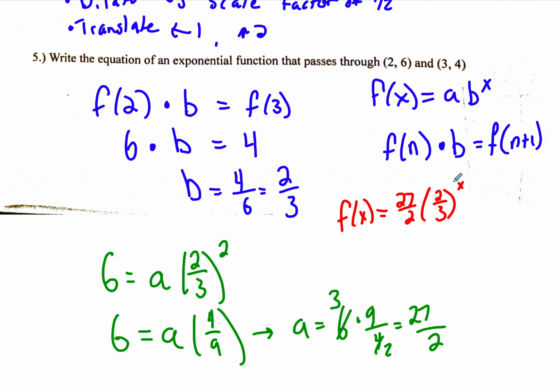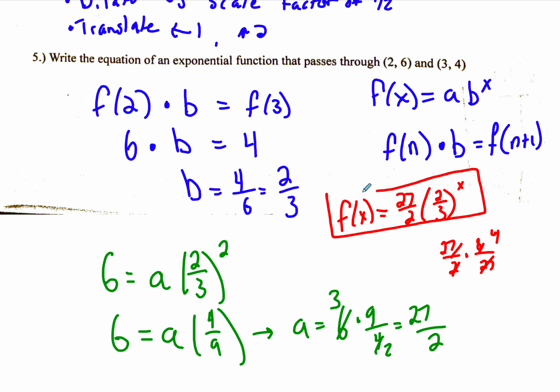Let's see if this works. So I plug in 2, 27/2 times 4/9. Let's see what I get. So I get 1 and 2. I get 1 and 3. 3 times 2 is 6. Perfect. And if I get 3/4, I'm good to go. If I get 3 and 4. So I do 27/2 times 8/27. And this cancels, and this cancels, and this cancels, and that for 4. Wow, okay. So everything checks out.